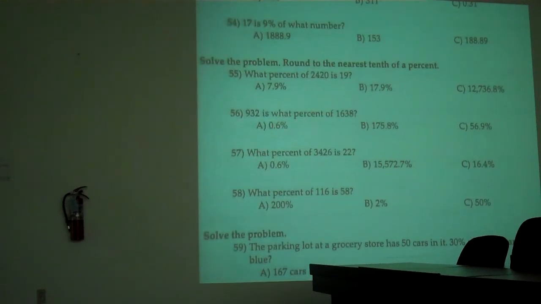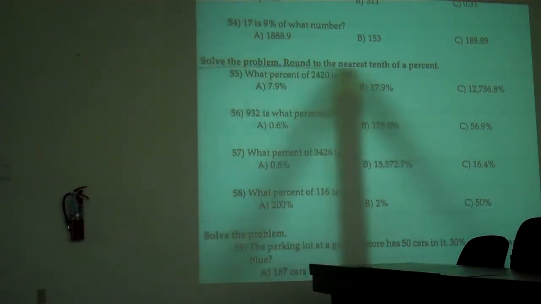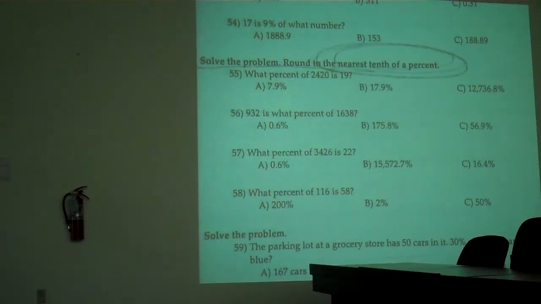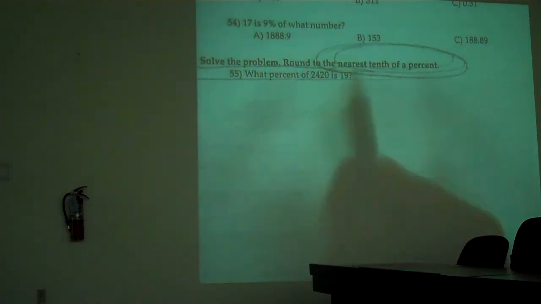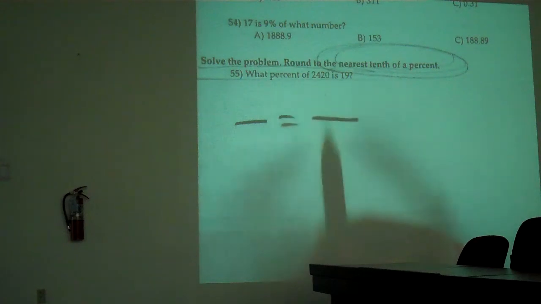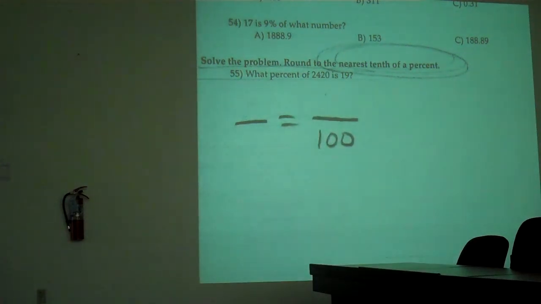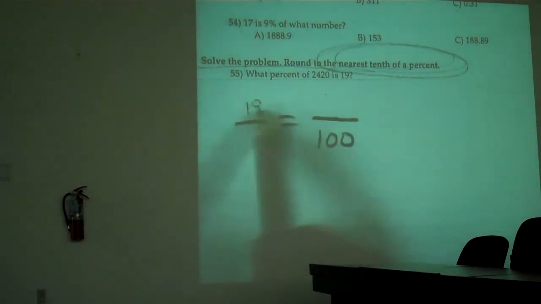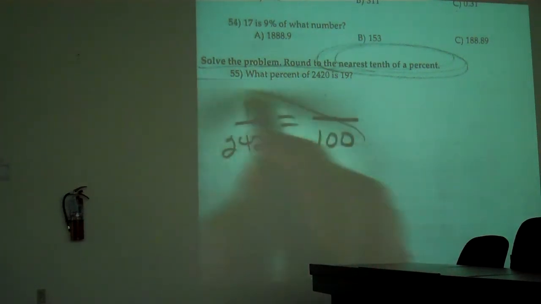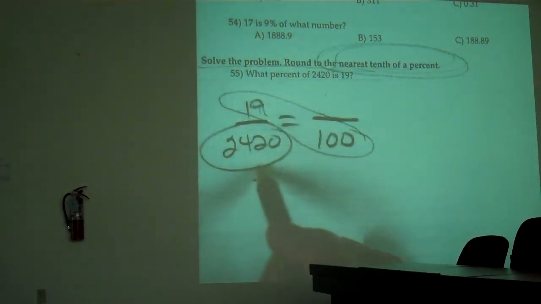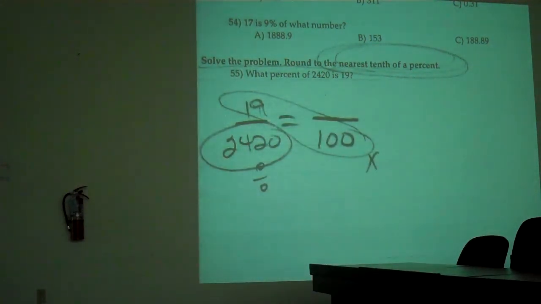On the next part you don't know the percent. And that's why this says round to the nearest tenth of a percent, because it may come out with a lot of numbers after the decimal. So you can still use the same formula. Is over of equals percent over 100. Is 19 of 2420. Okay, so 19 times 100 divided by 2420. What do you come out with?